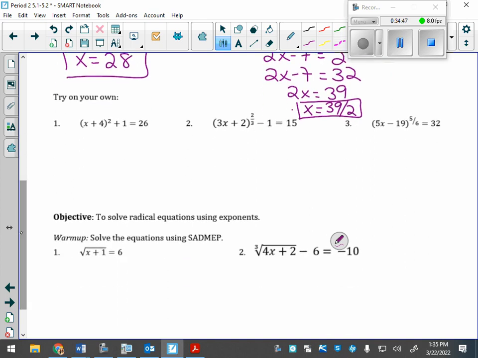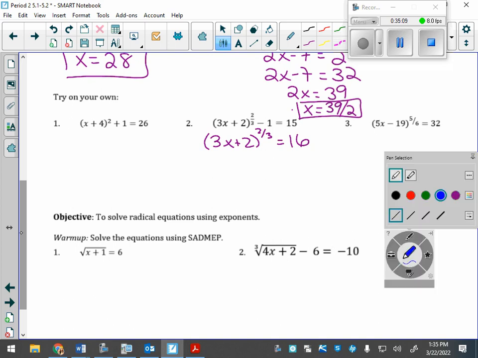So if we look at number 2 to try on your own, we're going to do this together. What do you have to do first? Blake, what do you do first in number 2? Add 1. Good. So 3x plus 2 to the 2/3 equals 16. Now what do I have to do? Okay. 3/2.